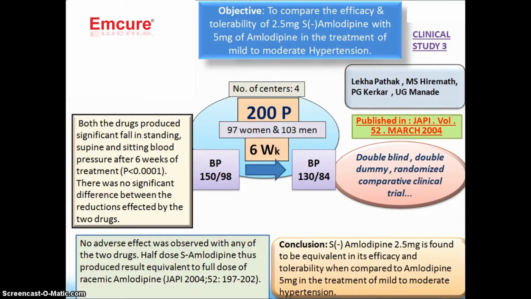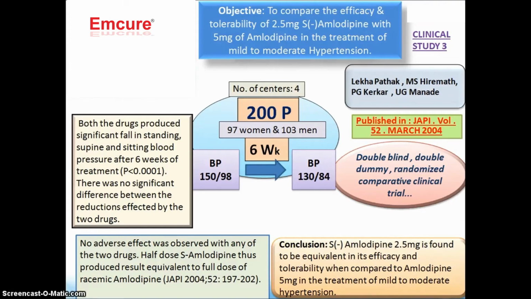It was a double-blind, double-dummy randomized comparative trial, and both the drugs produced significant fall in standing, supine, and sitting blood pressures after 6 weeks of treatment. So it was effective in the standing, in the supine, as well as in the sitting positions when the blood pressure was measured, and there was no significant difference between the reductions affected by the two drugs. Now, no adverse event was observed with any of these two drugs, and half dose of S-amlodipine thus produced results equivalent to the full dose of racemic amlodipine.